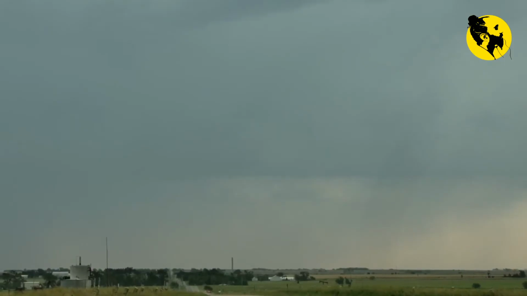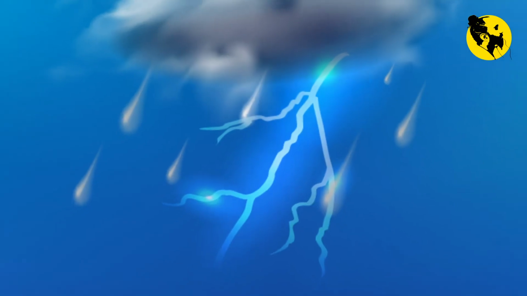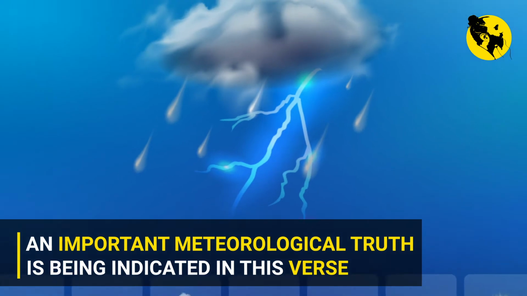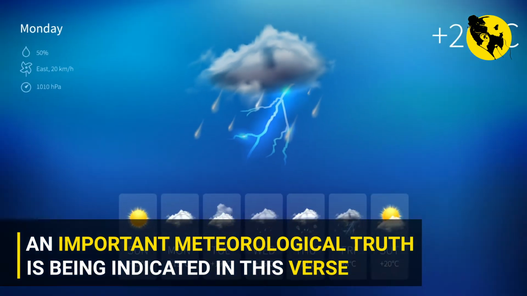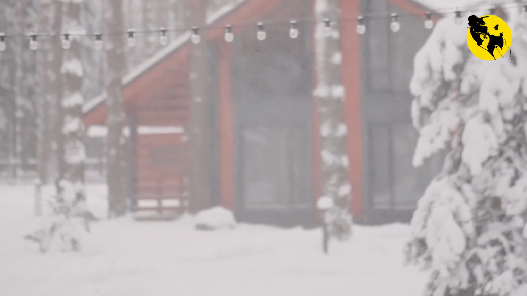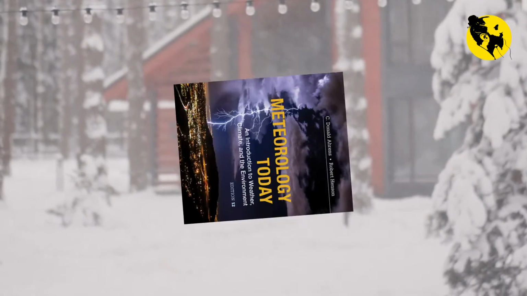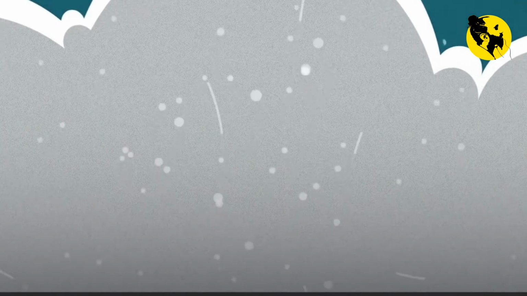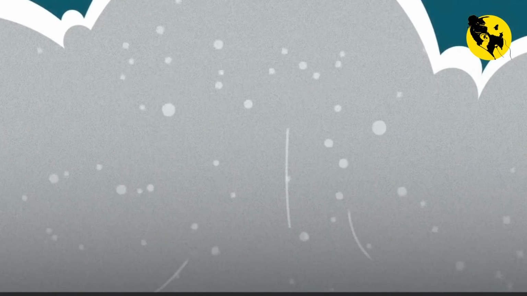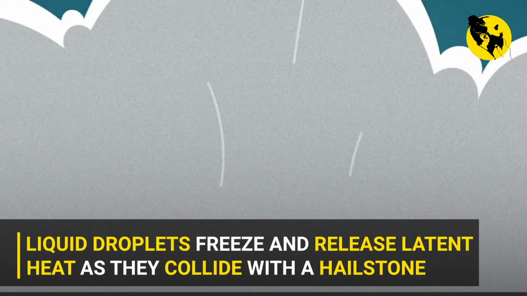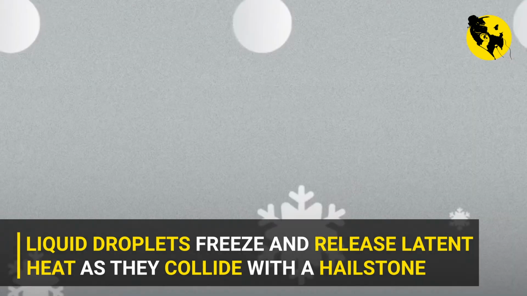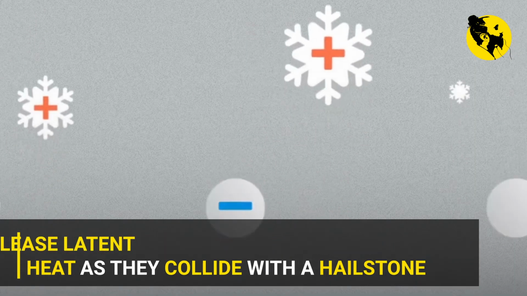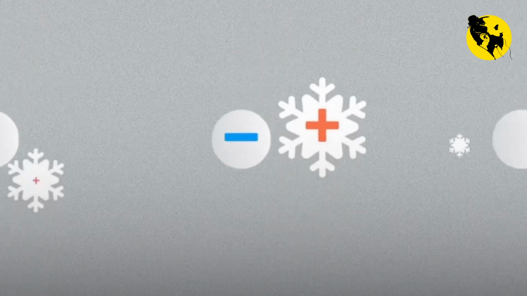When the formation of hail and lightning are examined, it can be seen that an important meteorological truth is being indicated in this verse. About the formation of lightning and hail, the book Meteorology Today says that a cloud becomes electrified as hail falls through a region in the cloud of supercooled droplets and ice crystals. Liquid droplets freeze and release latent heat as they collide with a hailstone. This keeps the surface of the hailstone warmer than that of the surrounding ice crystals.